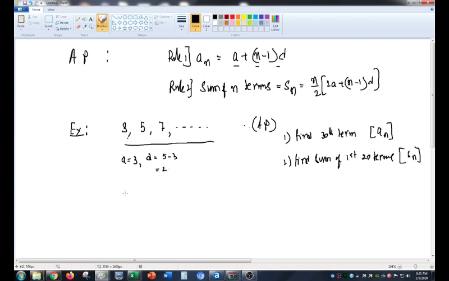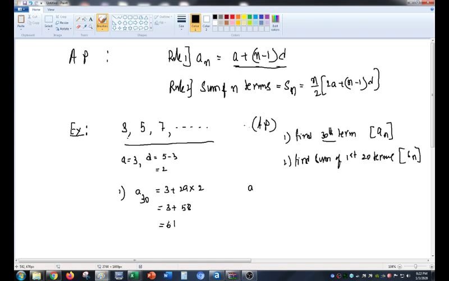Now let us do the first question. You have to find out the 30th term. That means a30. The formula I will write here: a plus n minus 1 into d. What is a here? 3. n minus 1 is 30 minus 1, 29, into d, which is 2. So 3 plus 58, which is equal to 61.